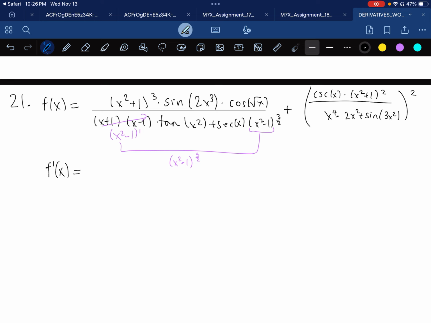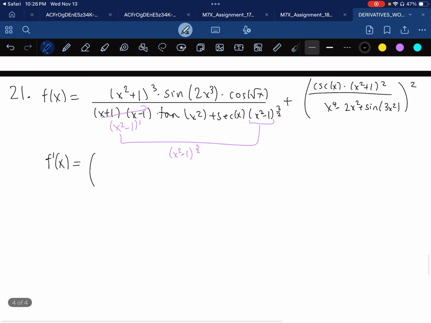So this is a big quotient. So first, the derivative of the numerator, we have to use product rule, right? And in this case, I'm going to try not to really announce my steps because it's way too much, but hopefully by now you should know the drill of what I'm doing. Plus x squared plus 1 cubed.